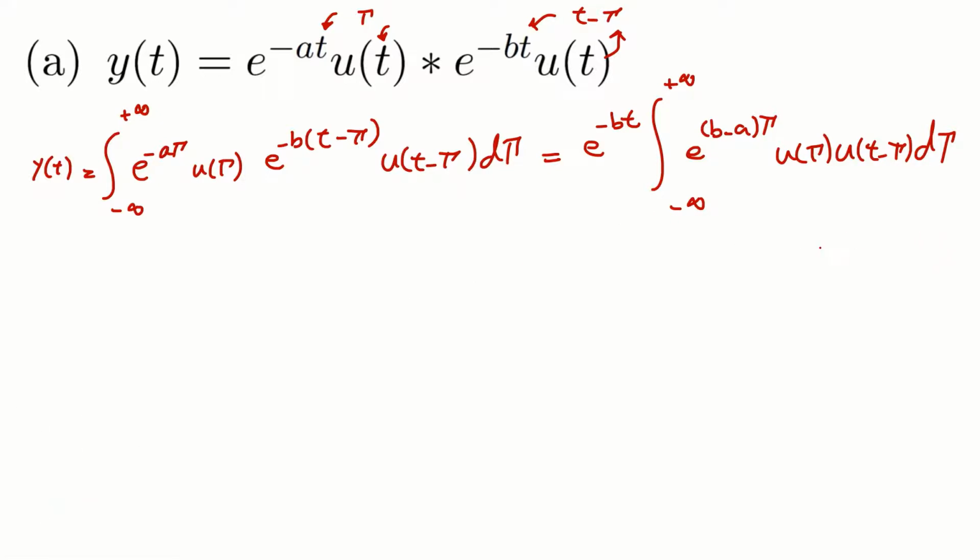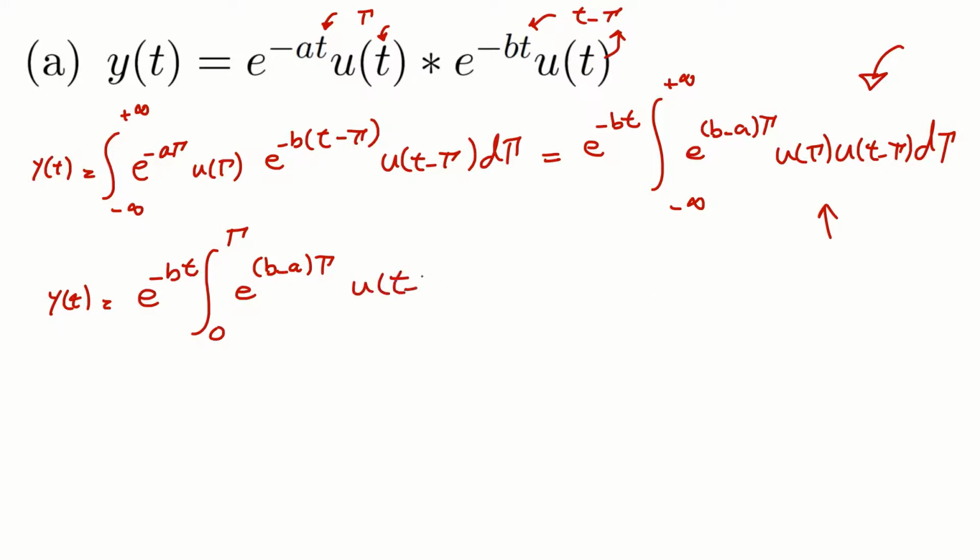So we can write this part like this, the integral of e to the power of minus bt times from 0 to infinity, because we saw that if tau is below 0, the multiplication of these three would be 0, so I can ignore that part and just calculate the integral from 0 of this multiplication, e to the power of (b minus a) times tau, and u of tau in this range is 1, so I don't need to write that anymore. So this is u of (t minus tau) d tau.